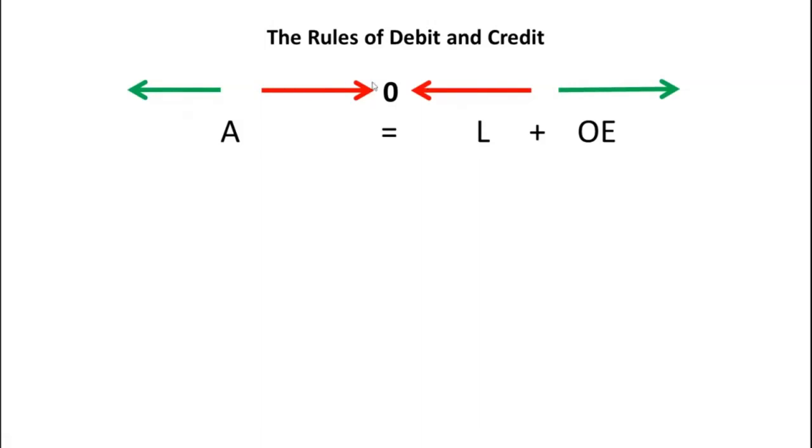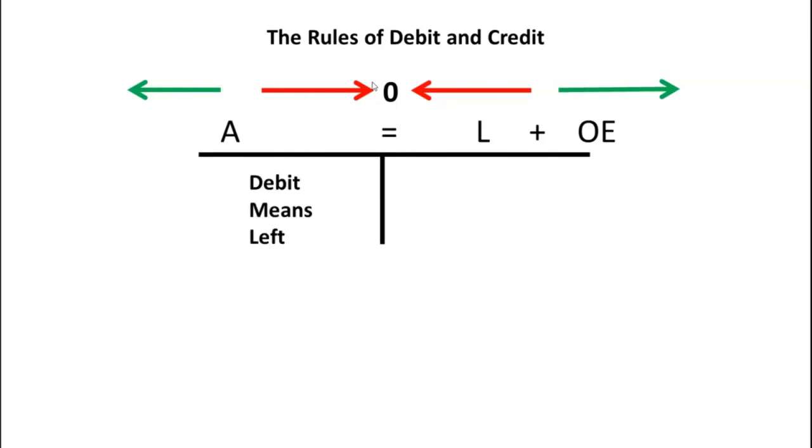So let's go a little further. Here's a T account, and that's how we're going to explain debits and credits with T accounts. And all you need to know about T accounts are as follows. The debit means left. It doesn't mean plus or minus. It just means left. And credit means right. It doesn't mean plus or minus, just right.